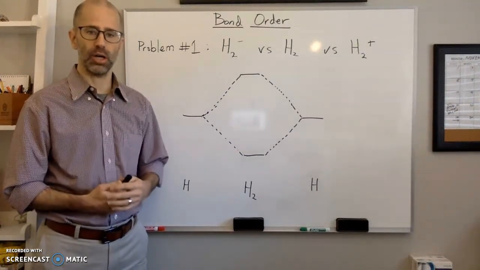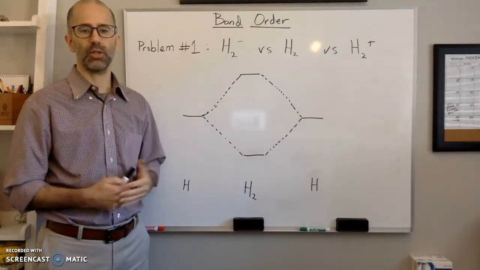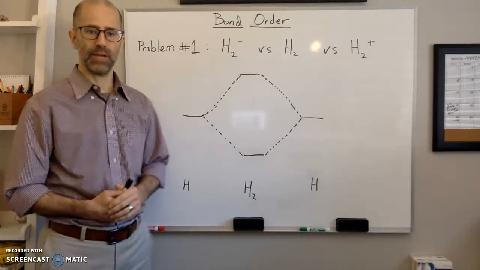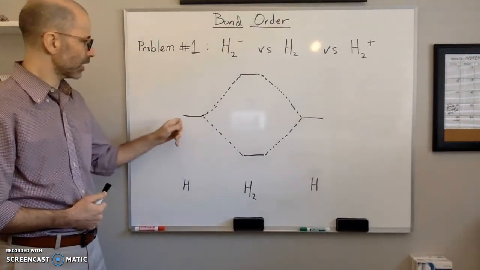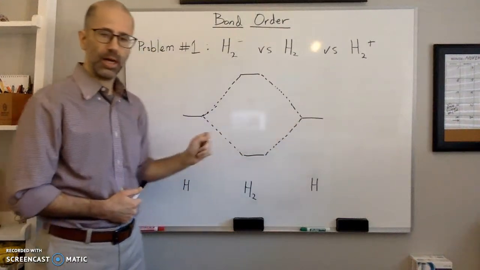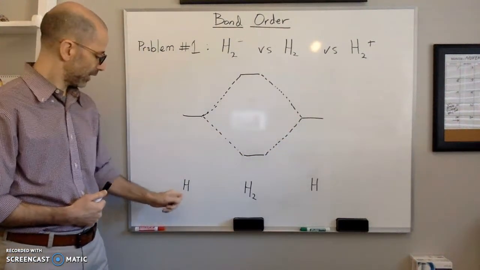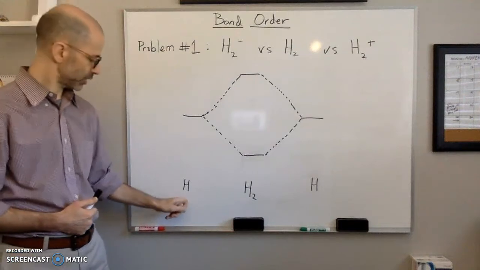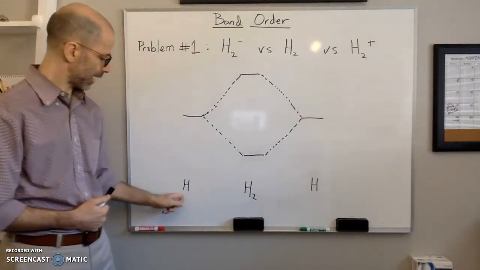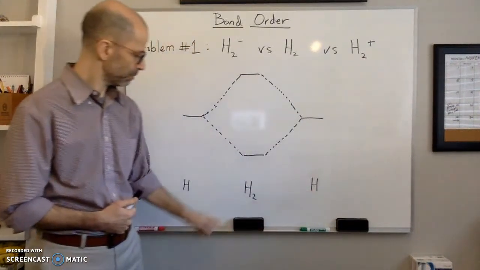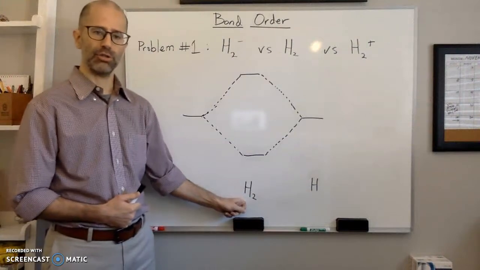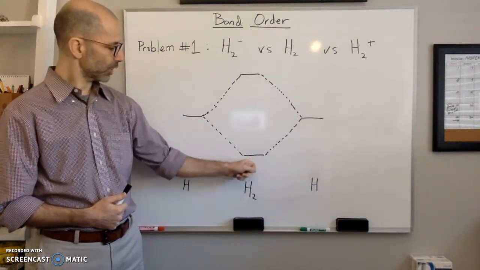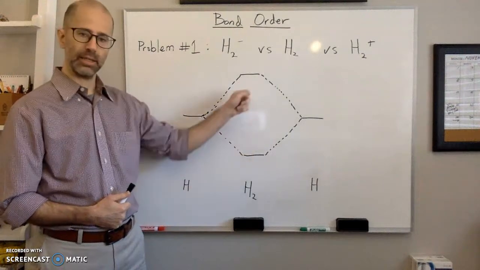The first thing you want to be able to do is draw your molecular orbital diagram. The way you draw your molecular orbital diagram is you have the atomic orbitals on the sides, and the atoms of those orbitals are here. So you can see that we have hydrogen here and hydrogen here, and you have your H2 molecule in the middle. So this is your molecule.